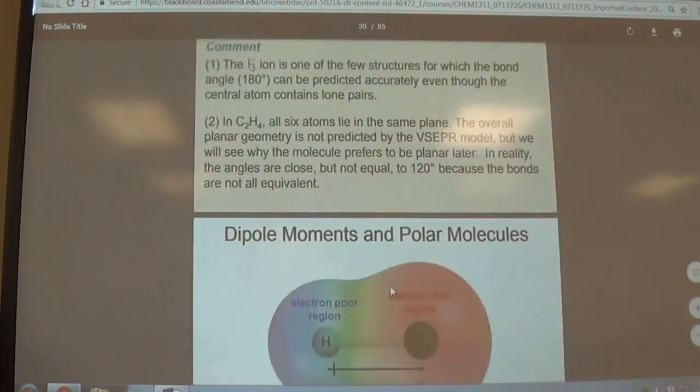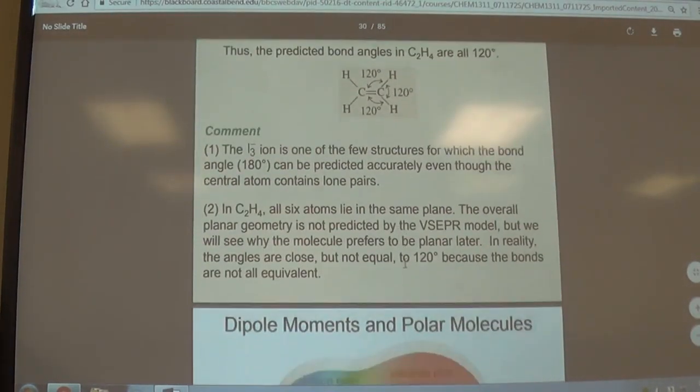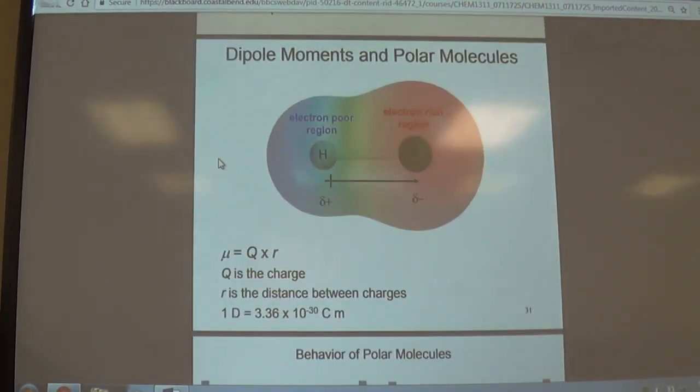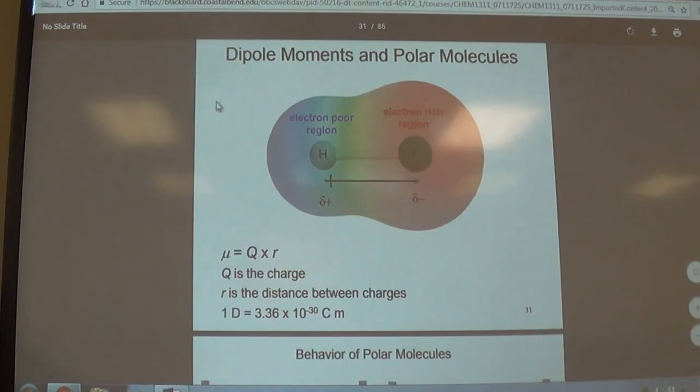I'm going to skip over this, and I think we're almost to a point now. I want to try to make it about a third of the way through the chapter. We're about there. Here it's discussing the concept of dipole moments and polar molecules.